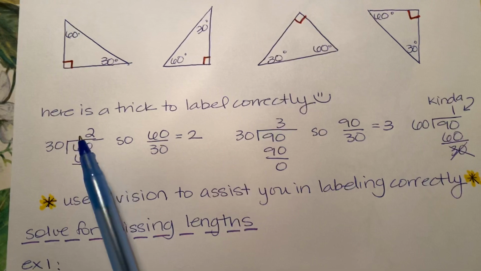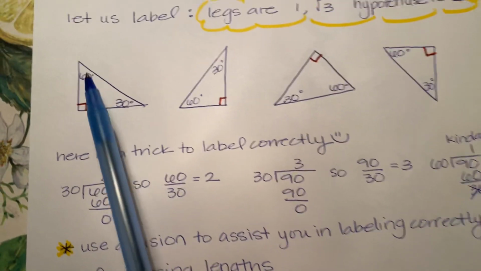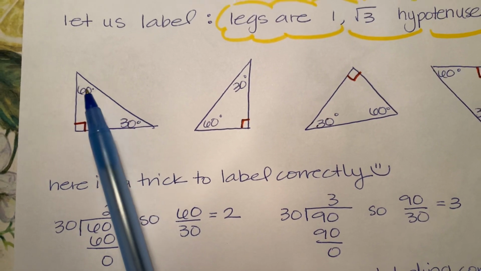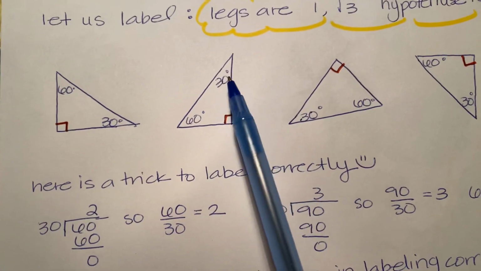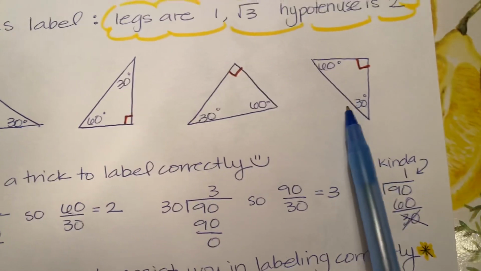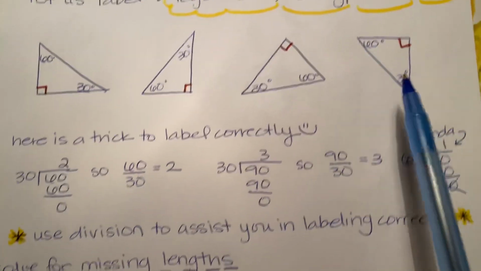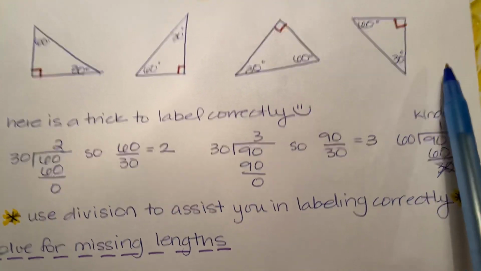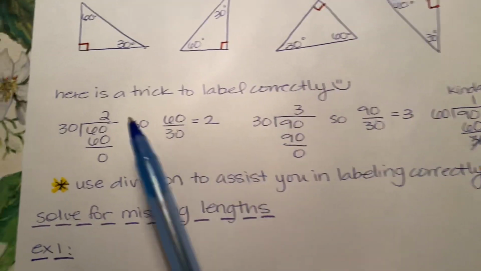So you're going to use division. What are your angles on a 30, 60, 90? 30, 60, 90 degrees. They're kind of multiples of 3, right? Or of 30.